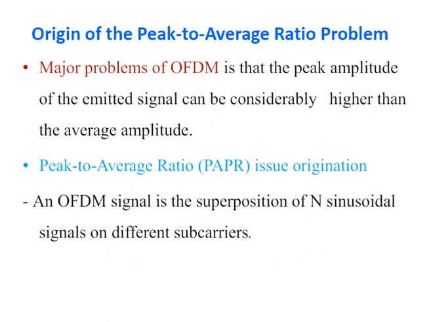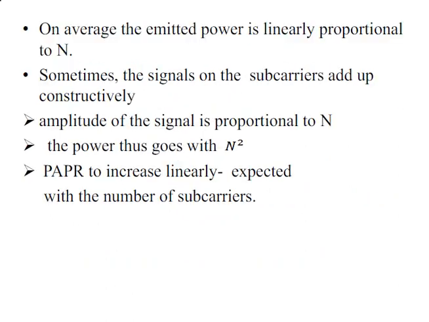A major problem of OFDM is that the peak amplitude of the emitted signal can be considerably higher than the average amplitude. Peak to average ratio issue or origination. An OFDM signal is the superposition of N sinusoidal signals on different subcarriers.